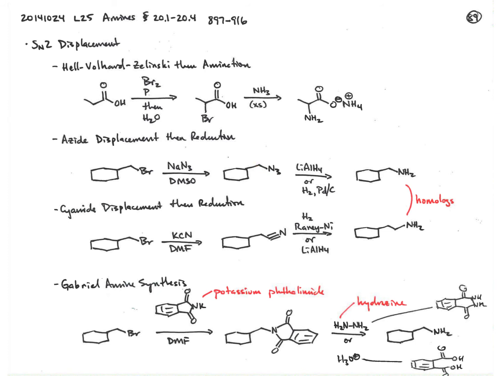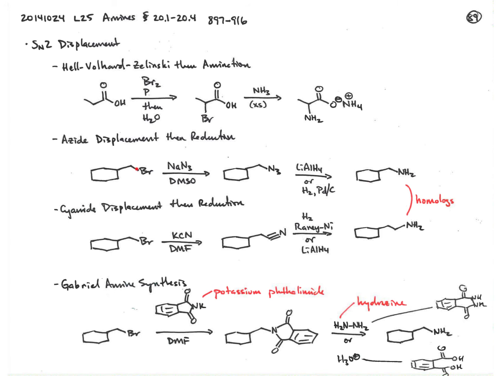So you should practice drawing out what N3 is, the Lewis dot structure, so you know what that looks like. Then we can reduce that with either lithium aluminum hydride or hydrogen gas with palladium on carbon. Essentially what that's going to do is form the primary amine by reducing off N2. So we have NH2. So this is a primary amine.